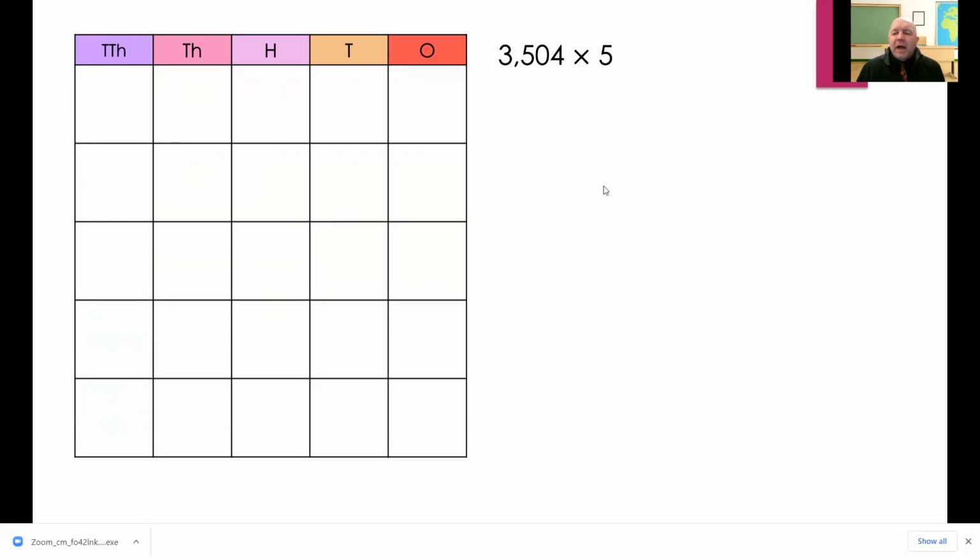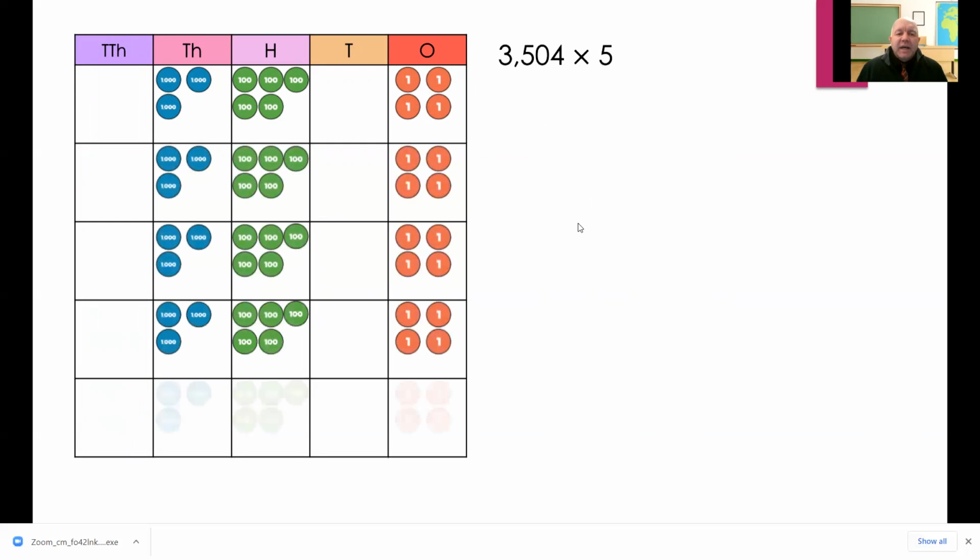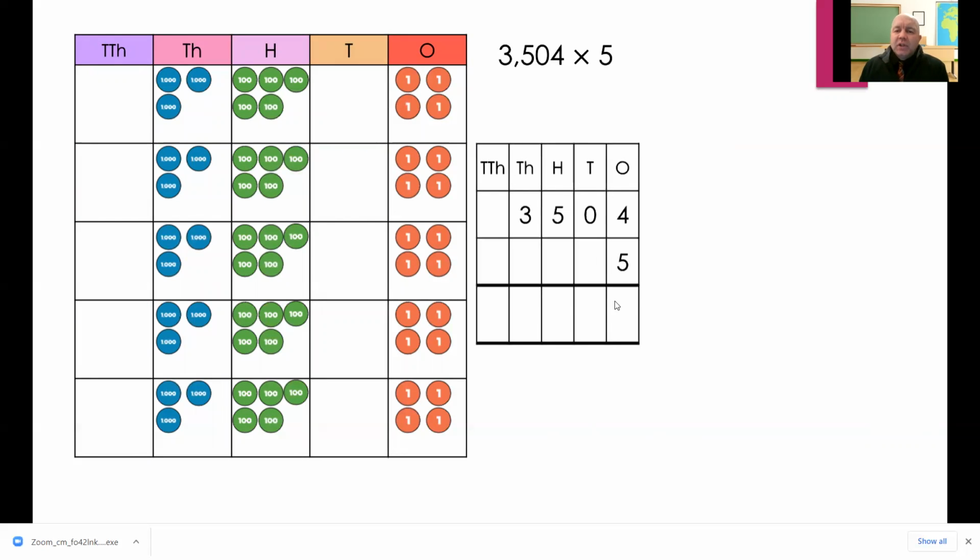3,504 multiplied by 5. Well, let's start with 3,000 times 5. There we go. So 3,504, and we need that 5 times. So there's our counters. And this is what it looks like as a stand-up sum. So as column multiplication, this is what our question looks like. So let's work it through.